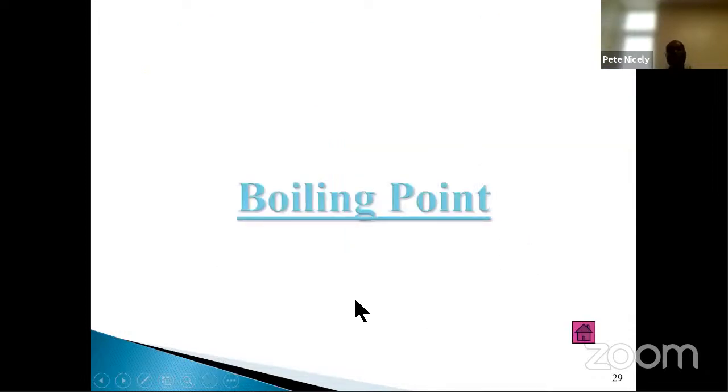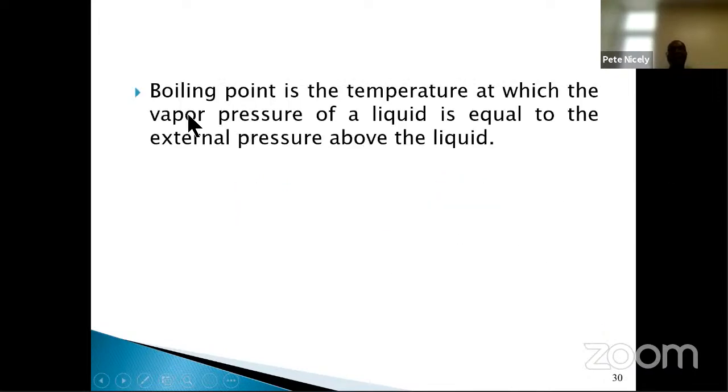Another thing I want to talk about here is what is known as the boiling point of a liquid. Now, one might think, and I've heard students say this, that the definition of a boiling point is the temperature at which a liquid boils. That's not the definition. The boiling point is the temperature at which the vapor pressure of the liquid is equal to the external pressure above the liquid.